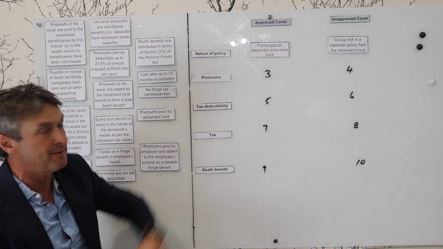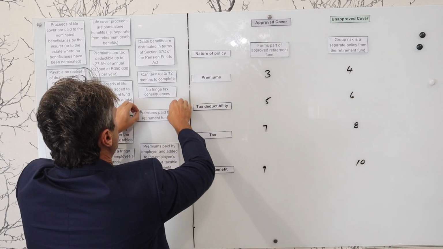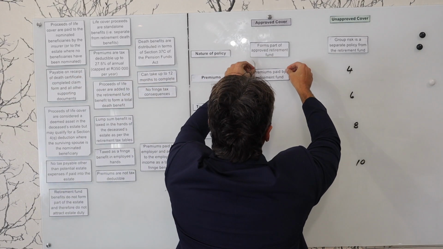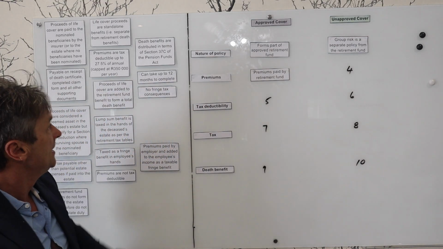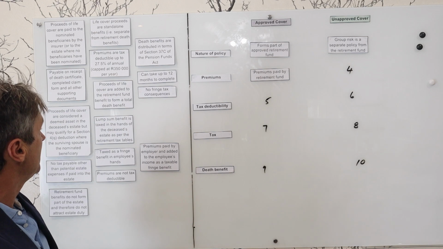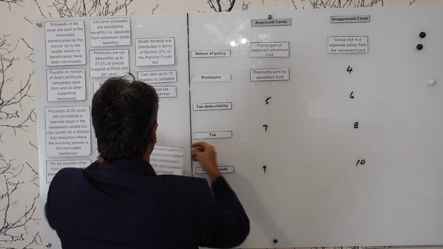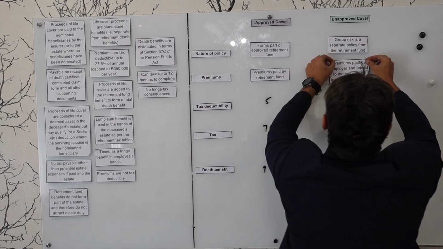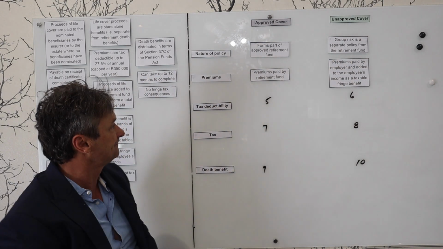The third one is premiums. So what happens to premiums? The premiums are paid by the retirement fund over to the underwriter or the insurer. And number 4 is what happens to the premiums of unapproved cover. The premiums are paid by the employer and added to the employee's earnings as a taxable fringe benefit.